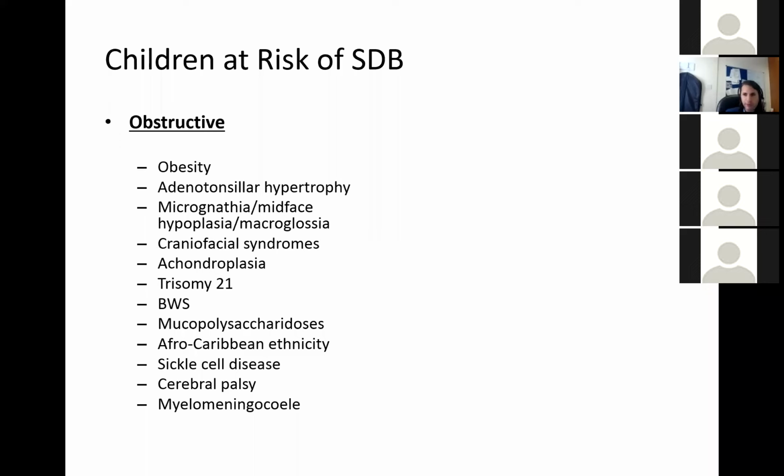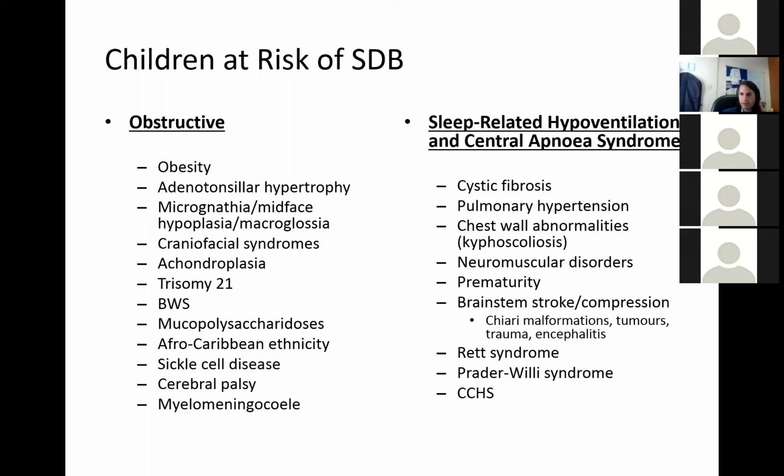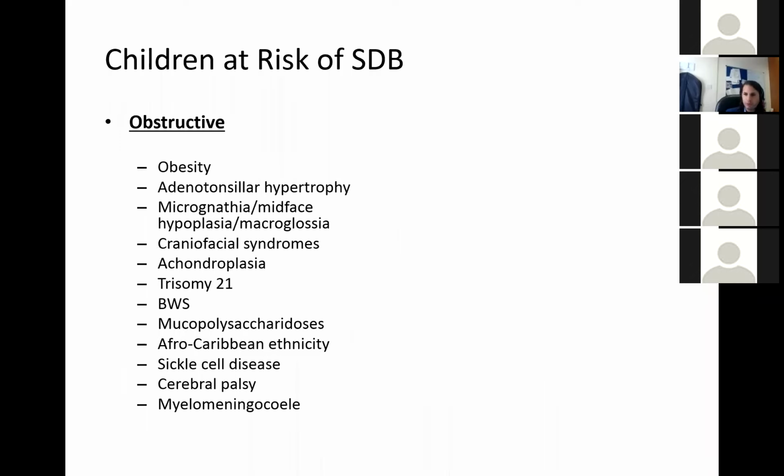So children at risk of sleep disordered breathing, as I said, the main classifications are obstructive and sleep-related hypoventilation and sleep apnea syndromes. Obstructive sleep apnea doesn't necessarily just have to be due to big tonsils and adenoids. If you're overweight, if you have a small jaw, craniofacial syndromes, achondroplasia, trisomy 21 is another big cohort of patients that we look after, Beckwith-Wiedemann syndrome. Lots of children with mucopolysaccharidosis have issues with breathing at night time. There's a higher incidence if you're Afro-Caribbean, sickle cell, cerebral palsy, and children with various brain lesions as well.